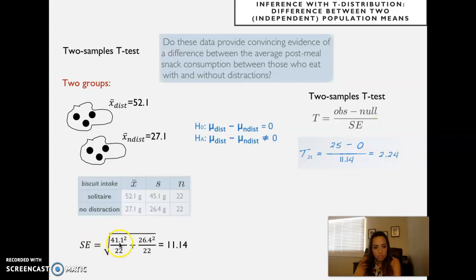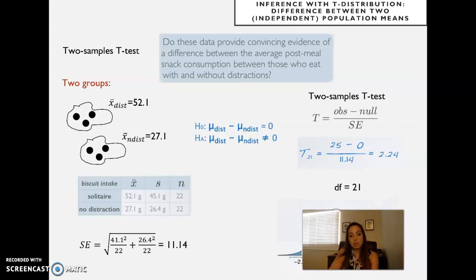If you're wondering where this number came from, a mistake. This should be this number, okay? Now the degrees of freedom is 21 because the two groups have 22. So 22 minus 1 is 21.